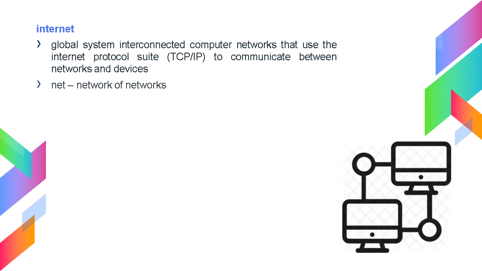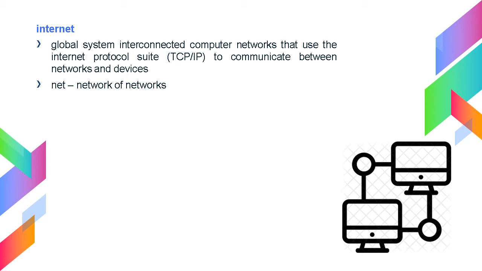The Internet. The Internet is a global system of interconnected computer networks that use the Internet Protocol Suite, commonly known as Transmission Control Protocol (TCP) or Internet Protocol (IP), to communicate between networks and devices. It is a means of connecting a computer to any other computer anywhere in the world through routers and servers. The Internet is sometimes called simply the net. The net is a worldwide system of computer networks.